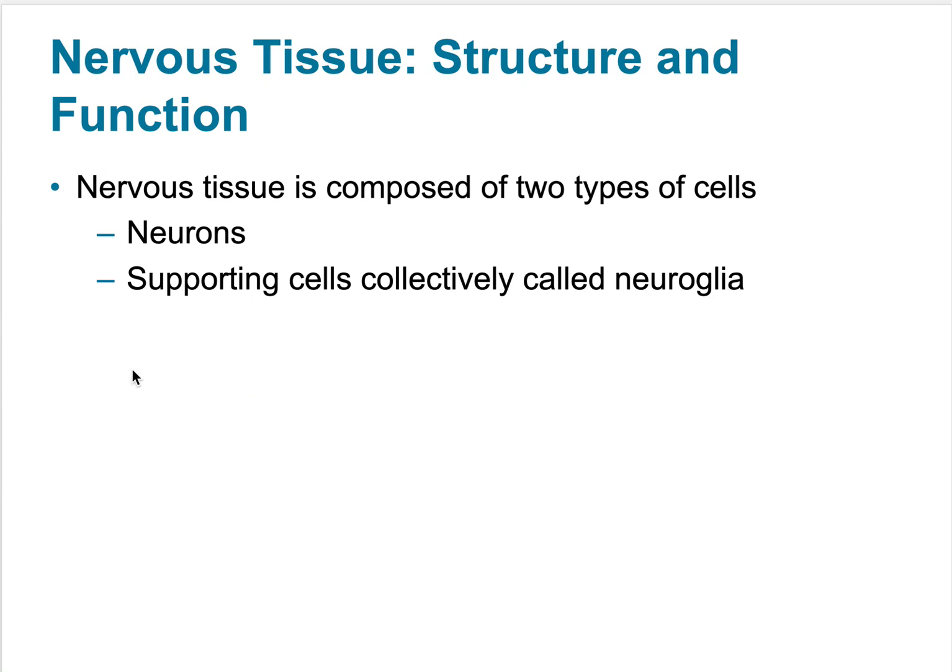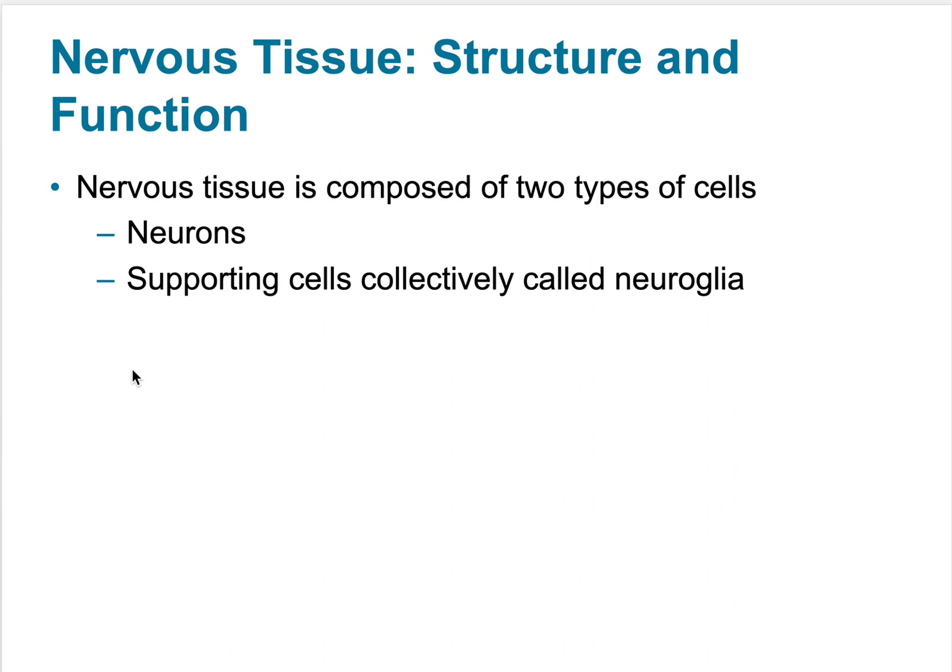All right, now let's talk a little bit about nervous tissue. We talked about function, so let's talk about structure. We've looked at these already back in chapter 4. That was probably September, so we need a little refresher. Nervous tissue is composed of two types of cells.